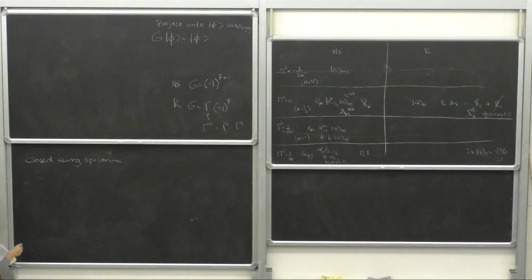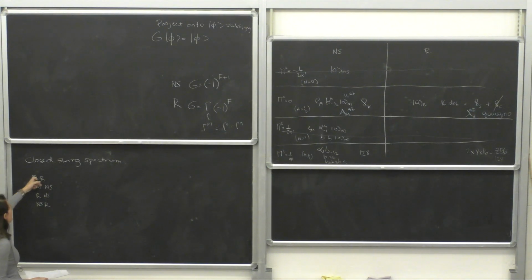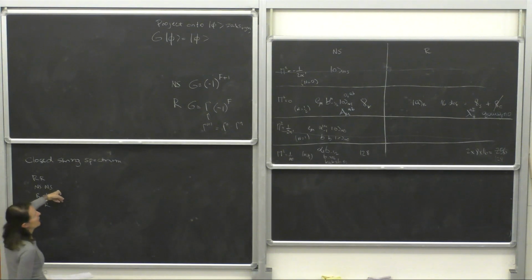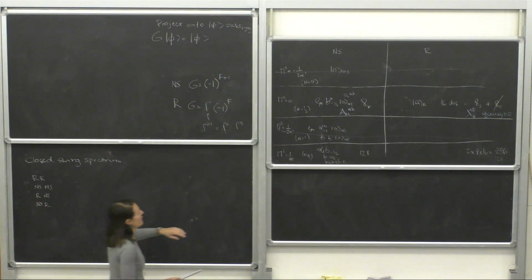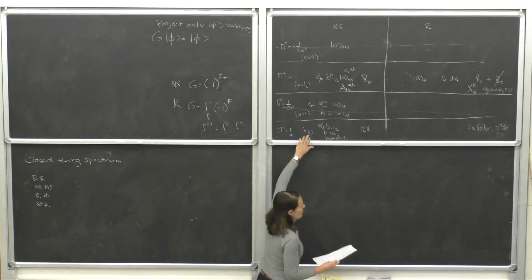Okay, closed string spectrum, and remember we said we have RR, NSNS, RNS, and NSR. And it's just tensoring a Ramond state on the left and a Ramond state on the right, and an NS state on the left and an NS state on the right. So we are going to leave them there, and we will just do the massless sector.